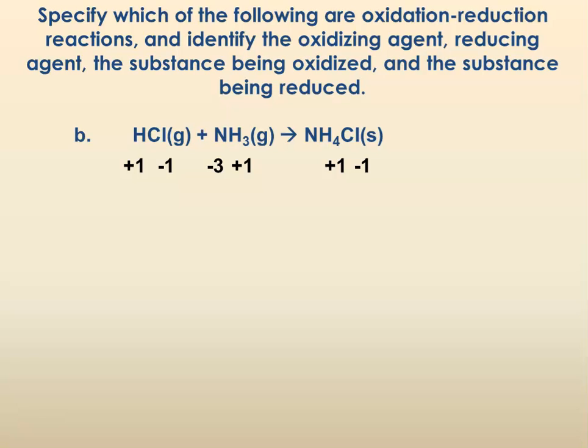NH4Cl also needs to be neutral. We have 4 pluses with the H4, and we have a -1 with the chlorine. The +4 and -1 give me +3. I need to have nitrogen be -3 to balance that out. So if we look from left to right, we see that hydrogen stayed +1, chlorine stayed -1, and nitrogen stayed -3. So that is why this acid-base reaction is not going to be classified also as a redox reaction.